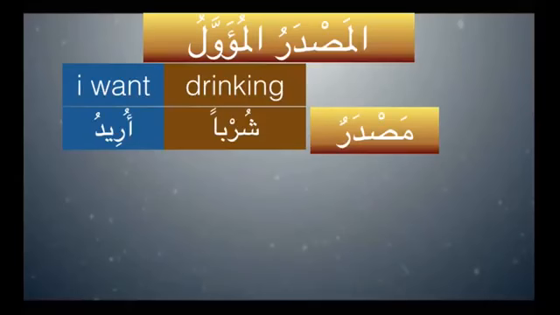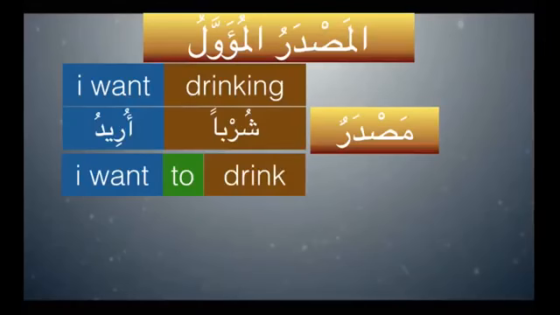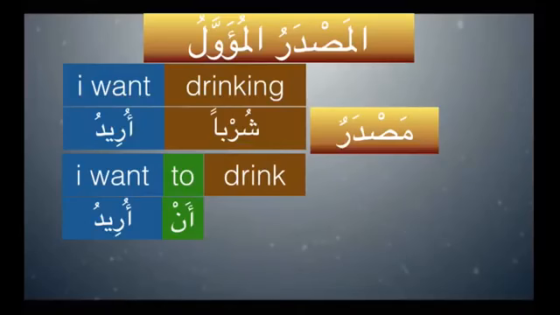So if we want to change this sentence, to say I want to drink, I want means uridu, and to means an. We know what an is. An is called harf masdariyyin wa nasbin. We know an, lan, lamma, wa idhan. If you remember, these are the words which make the following word mansub. Mostly the noun mansub. So an will make whatever verb comes after it a mansub.